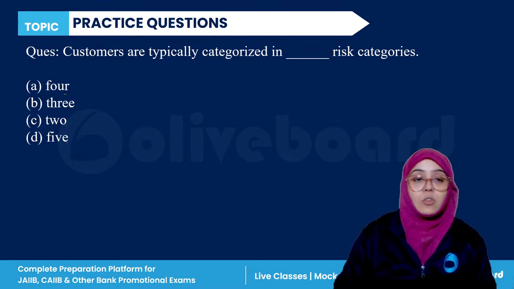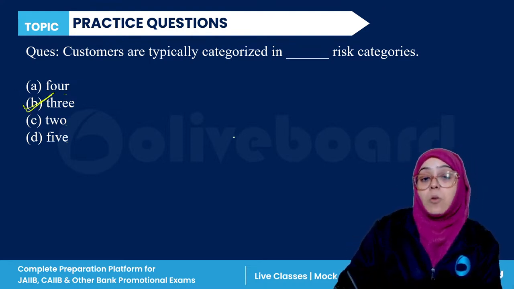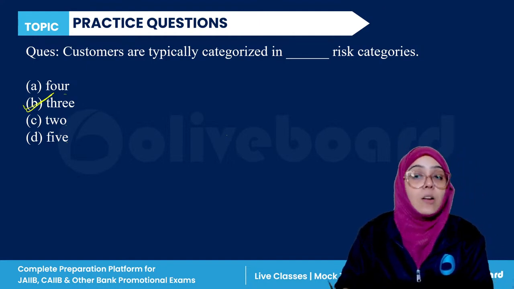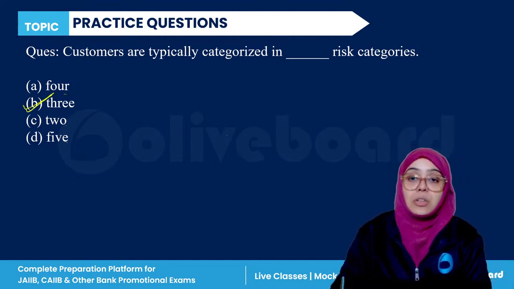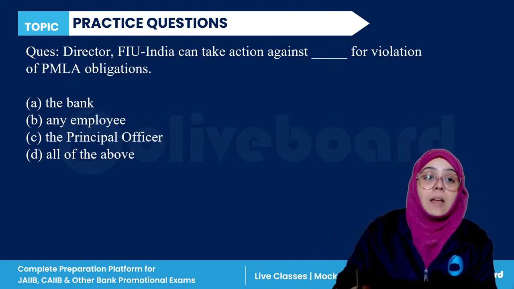Okay, so if we talk about this question, yes, it is categorized into three particular risk levels: high, medium, and low risk customer, right? So this is the categorization of the customer according to their profile.